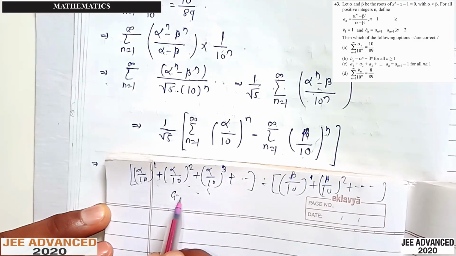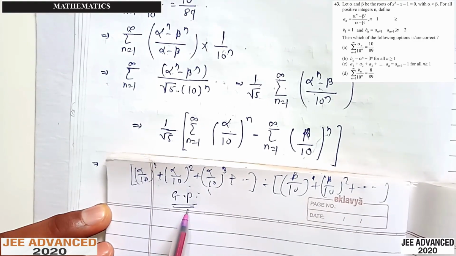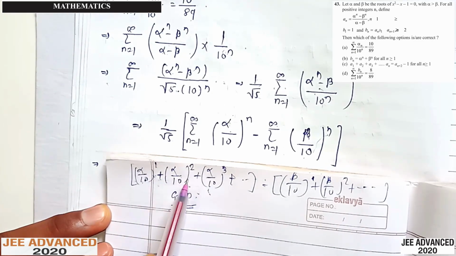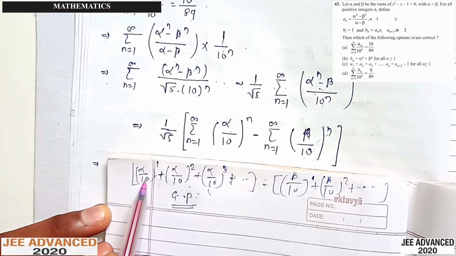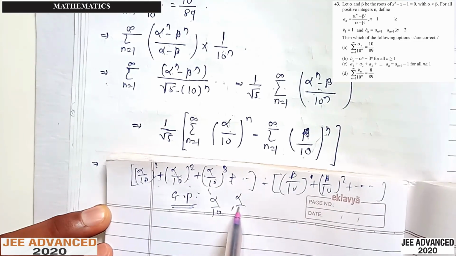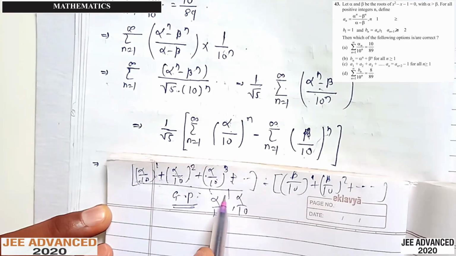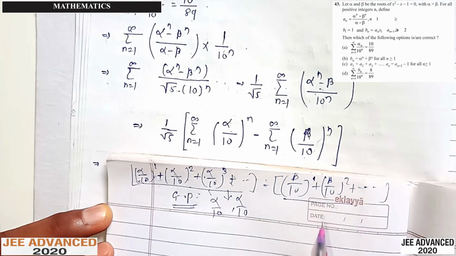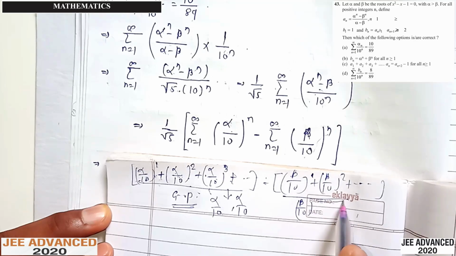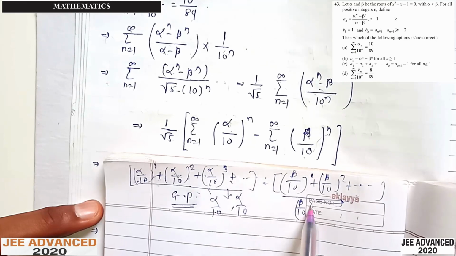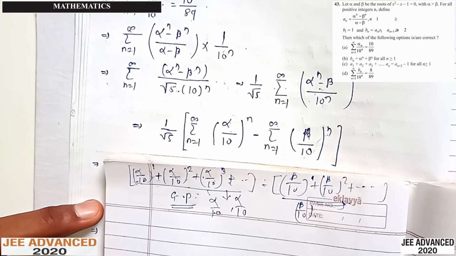As we learn in a geometric progression, if the ratio of the terms remains the same everywhere, then it is geometric. The ratio of the first term and second term is alpha by 10, and of the second and third term is again alpha by 10, so the ratio of every term remains the same. Similarly for beta by 10, the ratio of every term remains the same everywhere. So we can apply geometric progression for finding the sum of the nth term.